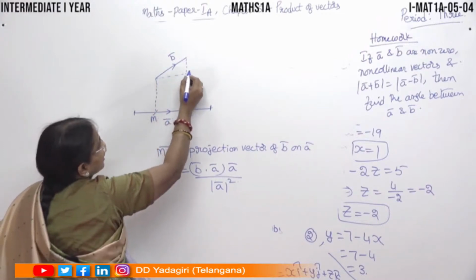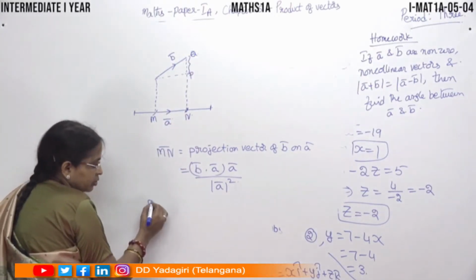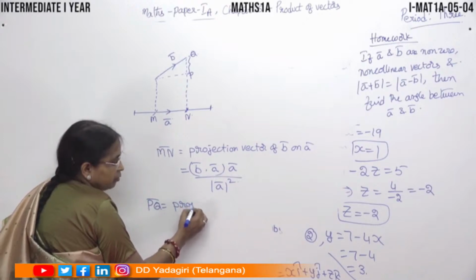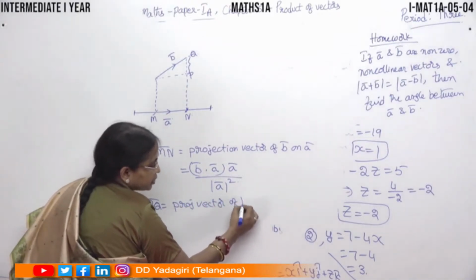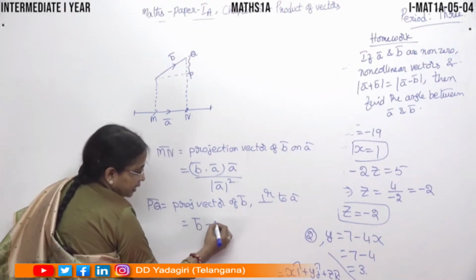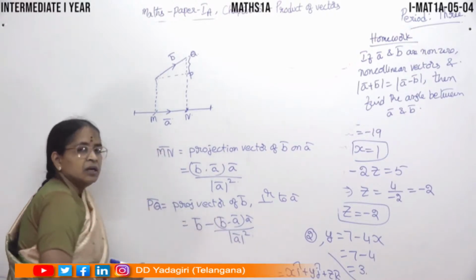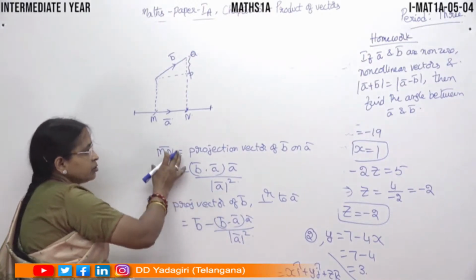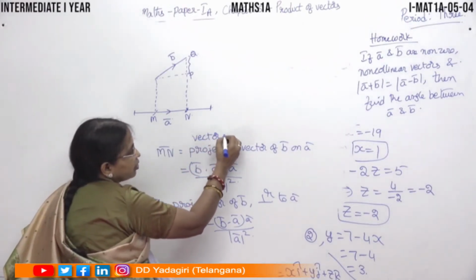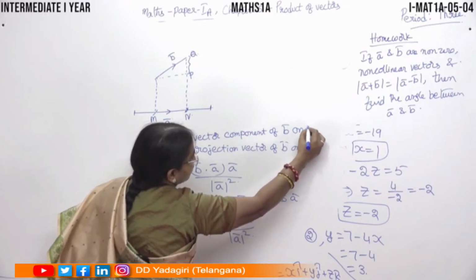Now if you draw a line like this, suppose that this is P and this is Q. So this PQ vector is called the projection vector of B perpendicular to A. And it is given by the formula B minus B dot A into A by mod A square. So the other one is also called the projection vector of B on A or vector component of B on A. So you can learn this formula.